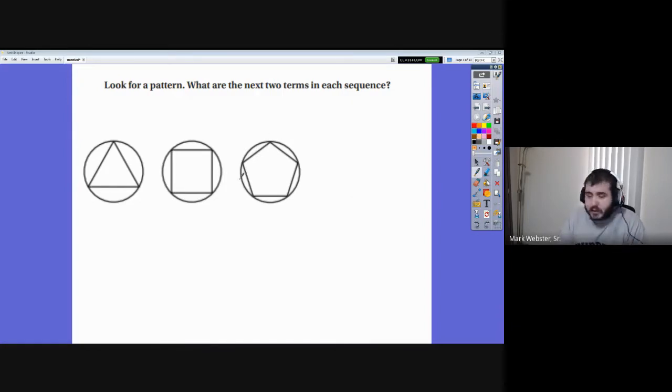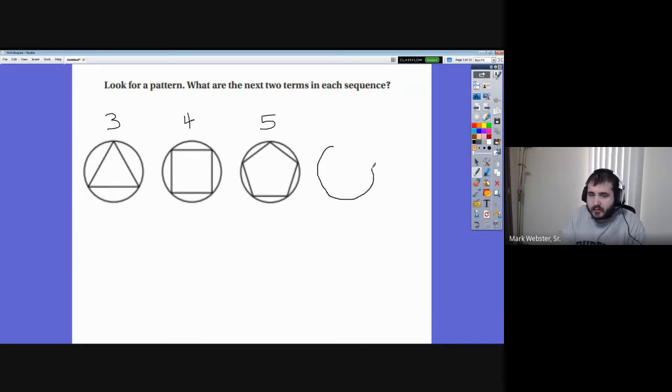Okay, so let's look. We've got a triangle, so that's what? That's 3 sides, right? And here, this is a square that's inscribed in this triangle that has 4 sides. 5 sides, we call that a pentagon. So if it's 3 sides, 4 sides, 5 sides, what's going to be the next one?